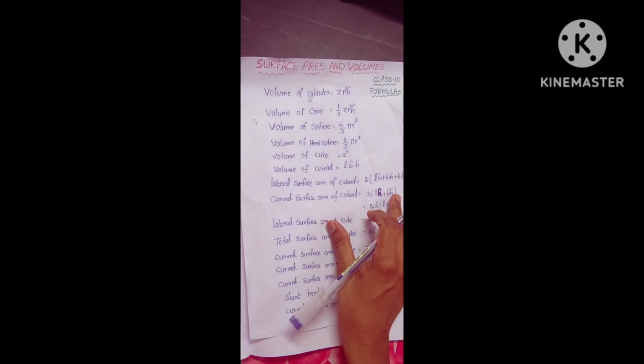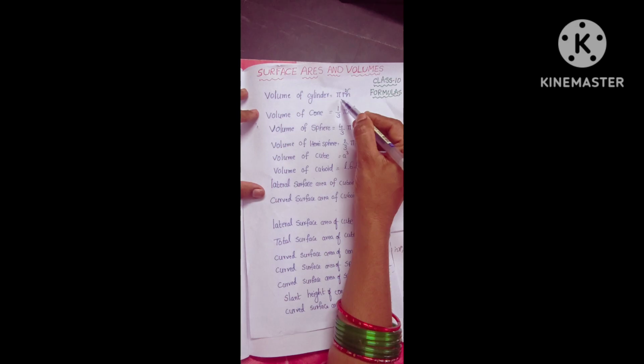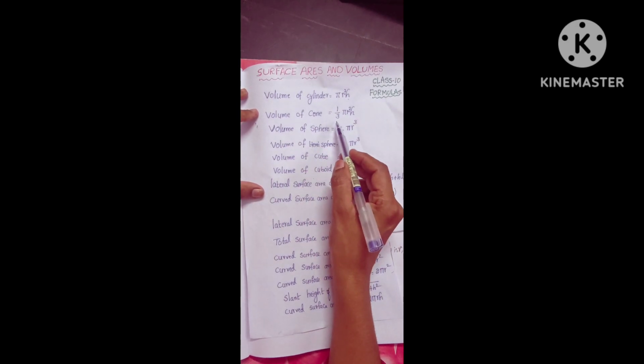Today in the class we will discuss the 10th class maths chapter, surface areas and volumes. First of all, I would like to discuss the formulas. Let's see. Volume of a cylinder formula is pi r square h, and the volume of a cone is 1 by 3 pi r square h.